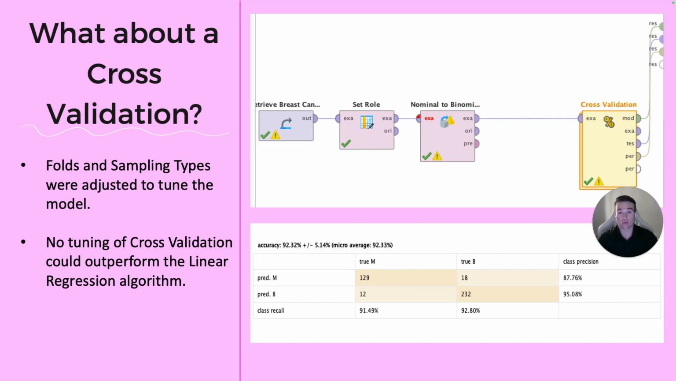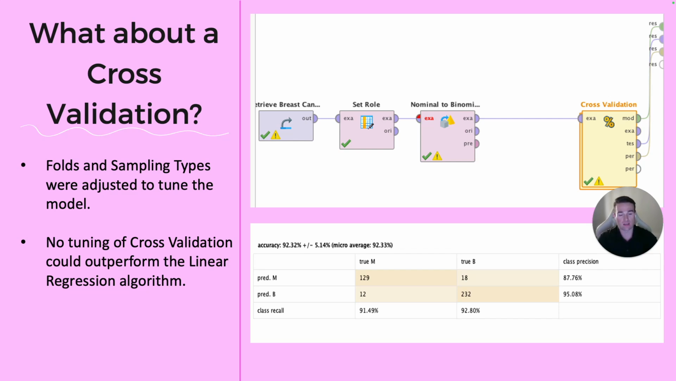After deciding to stick with logistic regression, I decided to run a cross-validation to determine if I could possibly improve the model's performance even more. So I ran the cross-validation, and this confusion matrix is what it gave me. It gave me 92.32% accuracy with a plus or minus variable there.